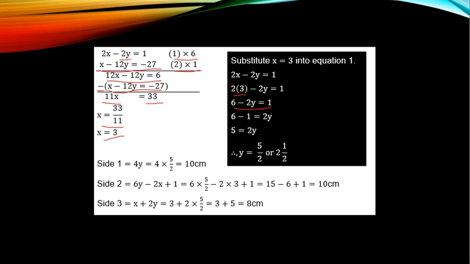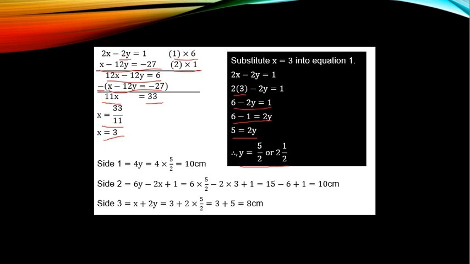So let's rearrange. For y to be positive, let us move out y and move 1 in. So you have 6 minus 1 equal to 2y, and that is 5 equal to 2y. Divide both sides by 2. So y is equal to 5 over 2, or 2 whole number 1 over 2. So you know s, you know y. The next thing is to find the length of the side.